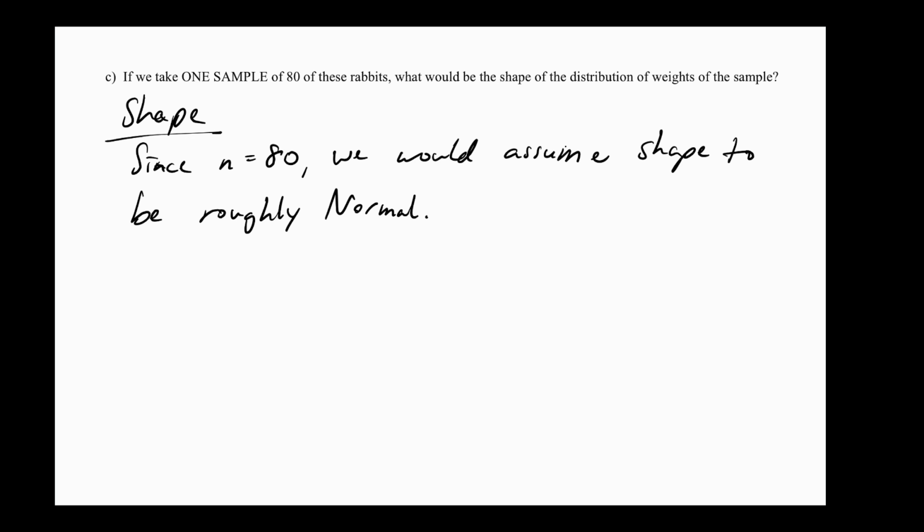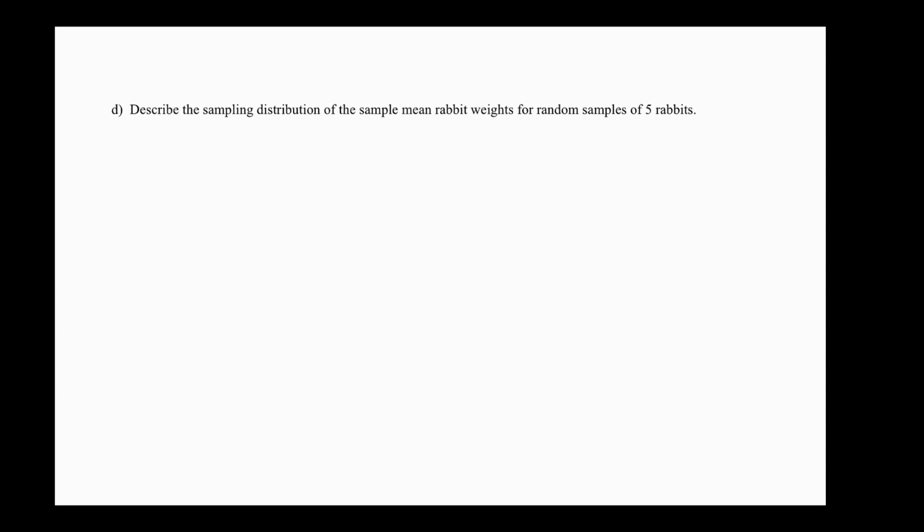Okay. Last question. Describe the sampling distribution of the sample mean rabbit weights for a random sample of 5 rabbits. So now the sample size is 5 rabbits. When they ask you to describe the sampling distribution, remember they're asking for shape, center, and spread. So let's start with shape. Based off a sample of 5 rabbits, what would the shape be?